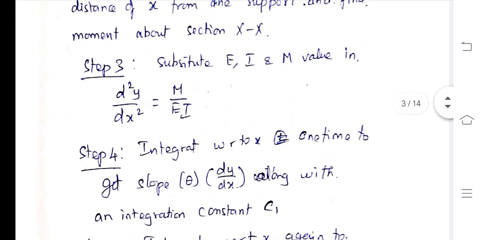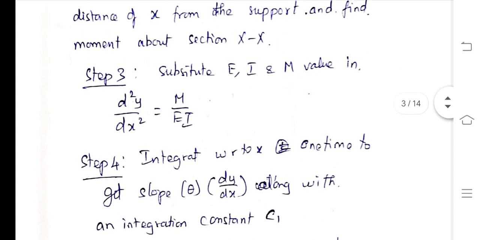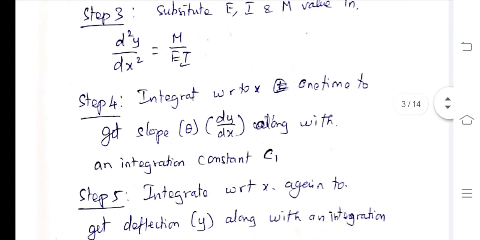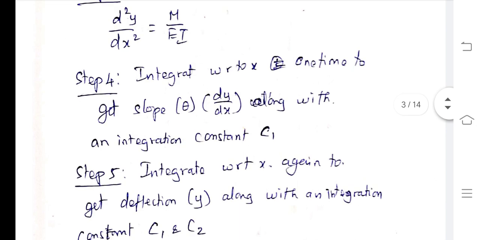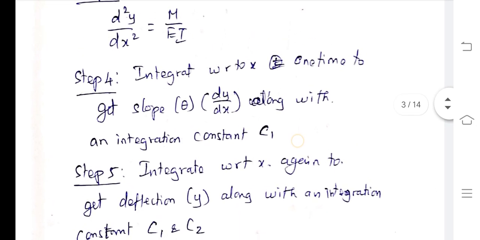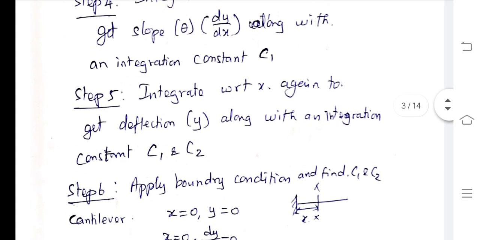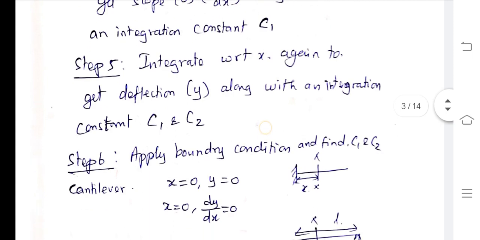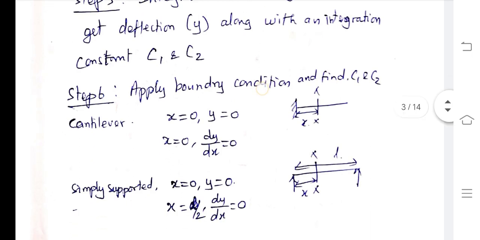Those are constants. E is constant, I is constant, but M is the variable which will have x in it. So substituting everything and integrating with respect to x one time, you will get the slope along with the integration constant C1. Then integrating again, you will get two integration constants, C1 and C2. Now the objective is to find out C1 and C2.